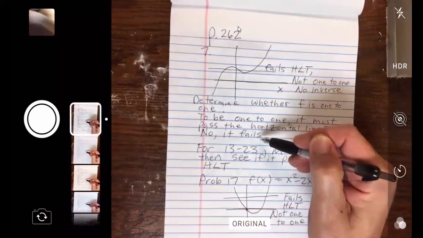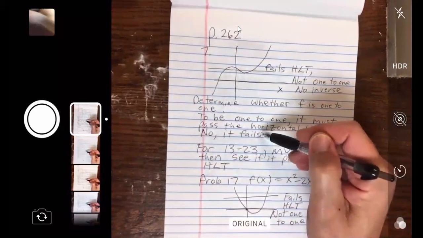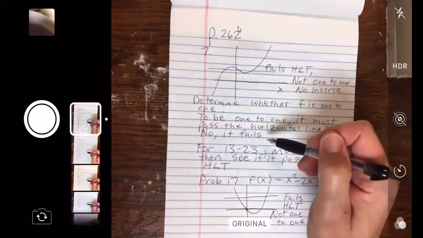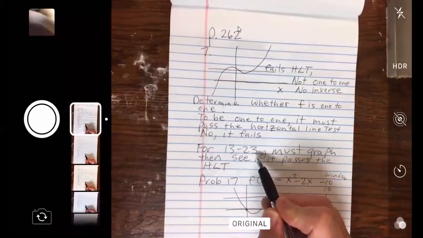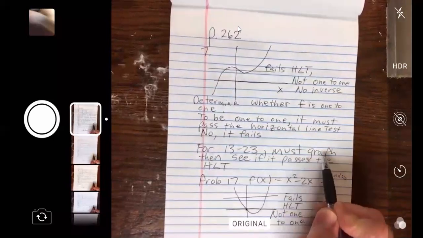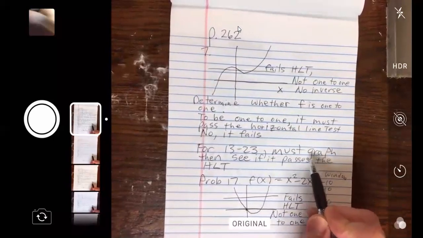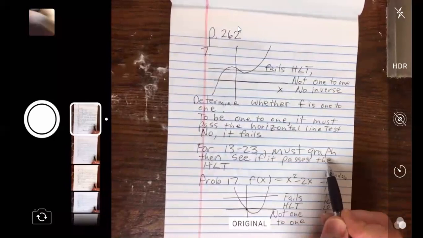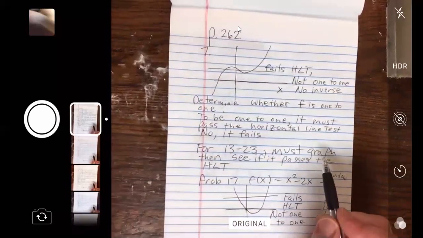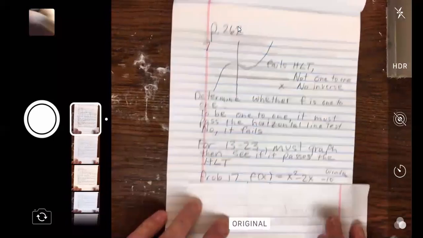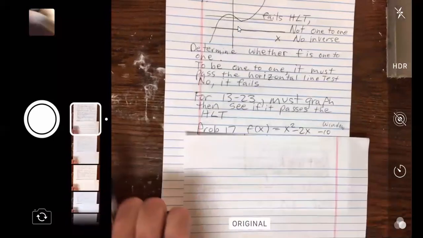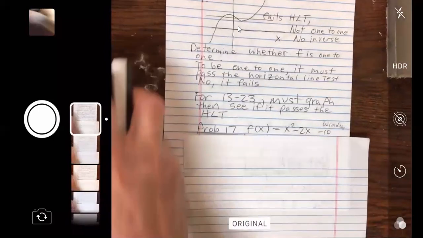Do you want to see another graph? They give you graphs 7, 9, and 11. Do you need to see another graph, or do you think you're ready? On 13 to 23, they just give you the functions in formula form, and so you must graph and see if it passes your horizontal line test. Are you ready for one of those? Yeah, sure. Okay. So I did problem 17, x squared minus 2x.